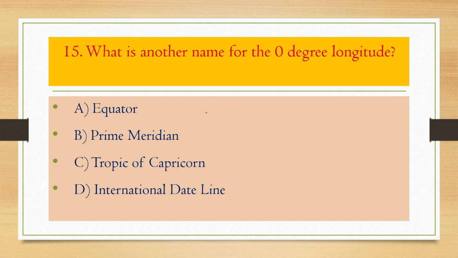15th question. What is another name for the 0 degree longitude? Here we are discussing 0 degree longitude, not the latitude. 0 degree longitude is the prime meridian. Prime meridian is the correct answer. Or GMT, we can also call it the Greenwich meridian.